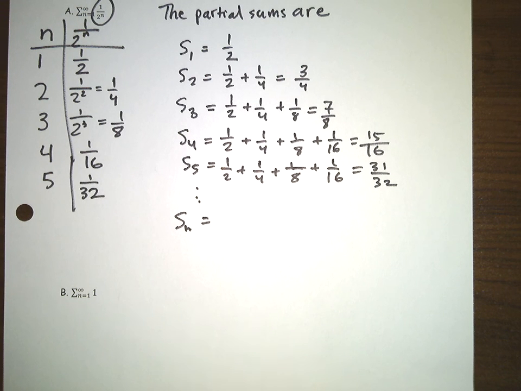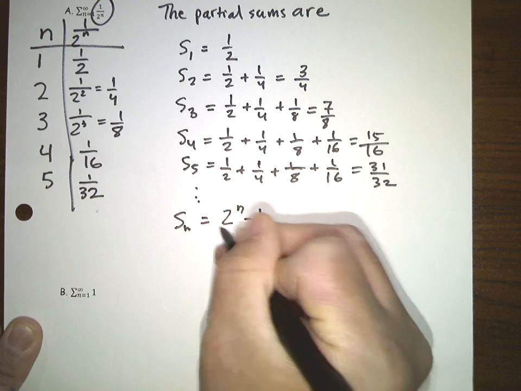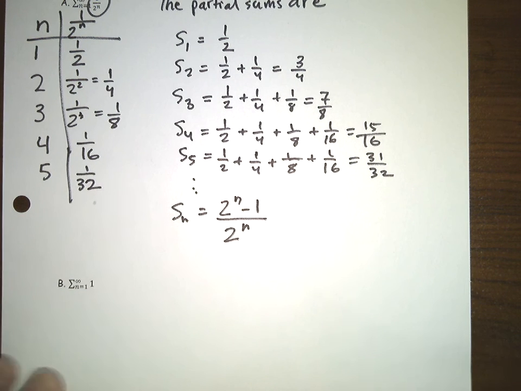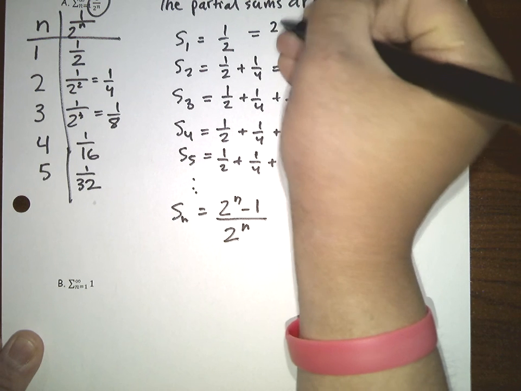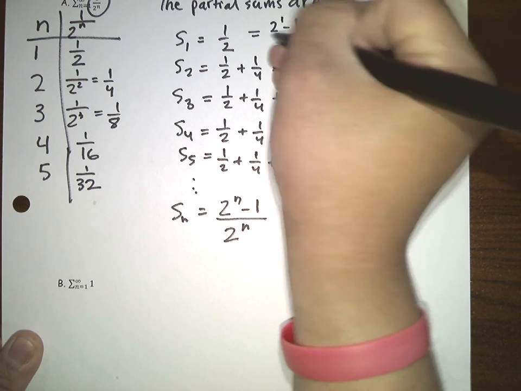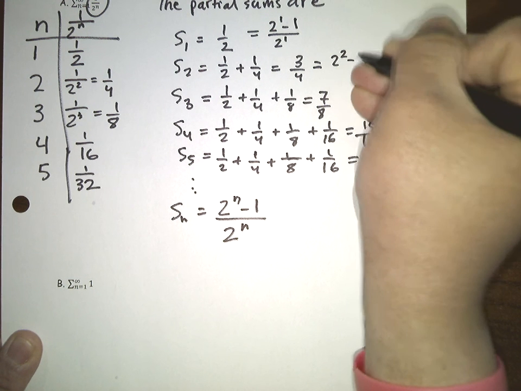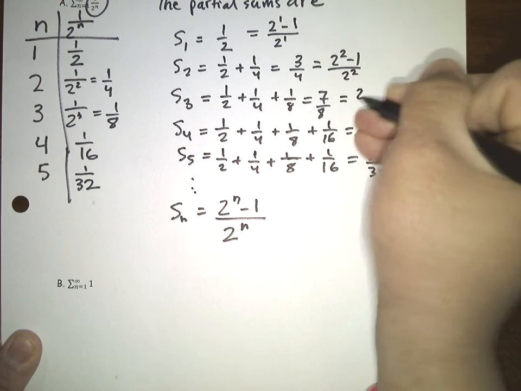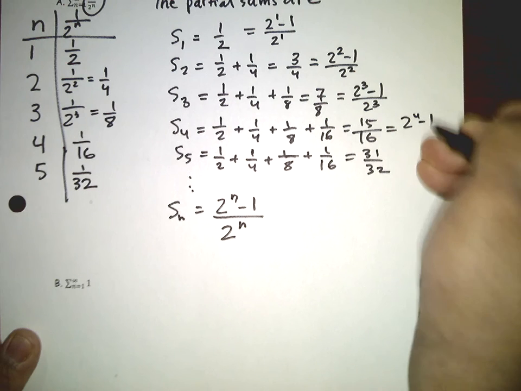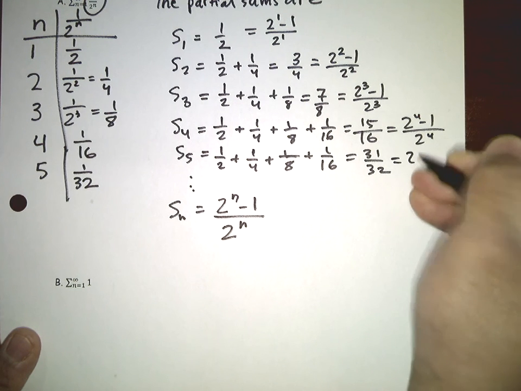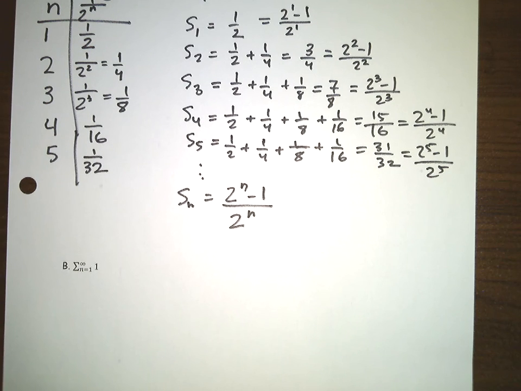So I can tell then that this is going to be 2 to the n minus 1 over 2 to the n. All right, so you can see that that's 2 to the first minus 1 over 2 to the first, 2 to the second minus 1 over 2 to the second, 2 to the third minus 1 over 2 to the third, 2 to the fourth minus 1 over 2 to the fourth, 2 to the fifth minus 1 over 2 to the fifth, and so on.